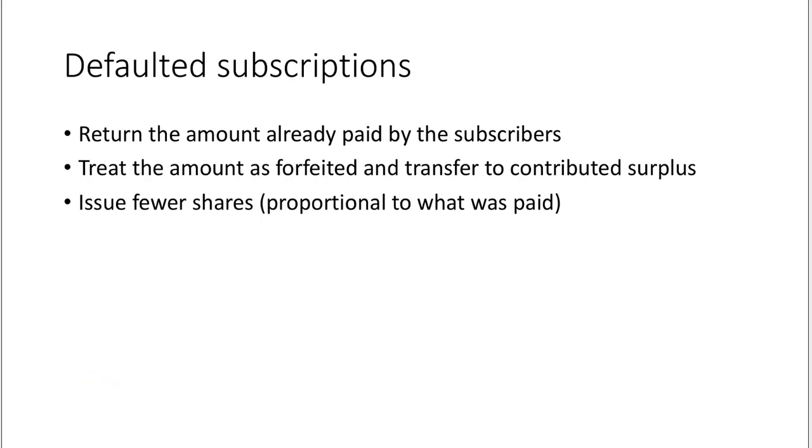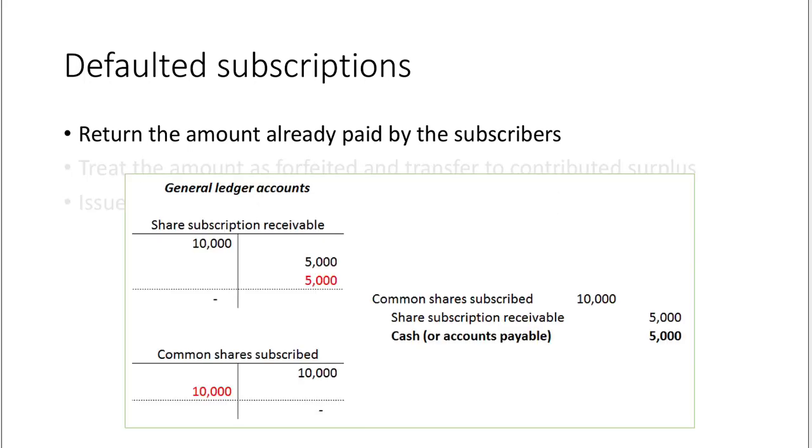So what happens if they never pay for the shares? Well, there's three choices. You can return the amount already paid. You can treat the amount as forfeited and transfer it to contributed surplus, or issue fewer shares. So those are the three choices. And the accounting for them is very straightforward.